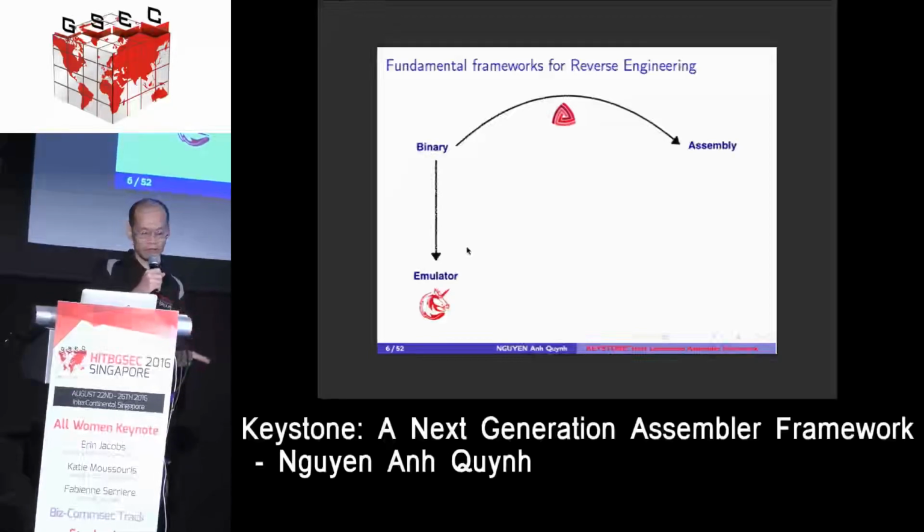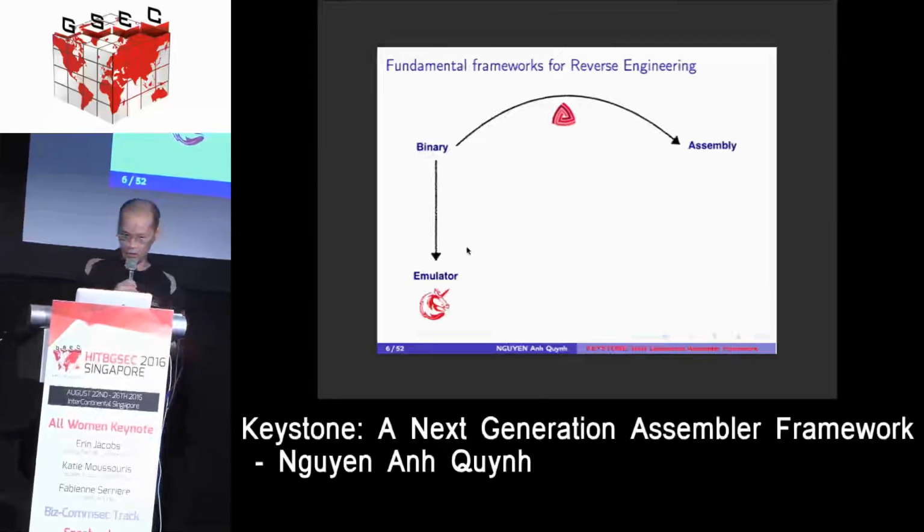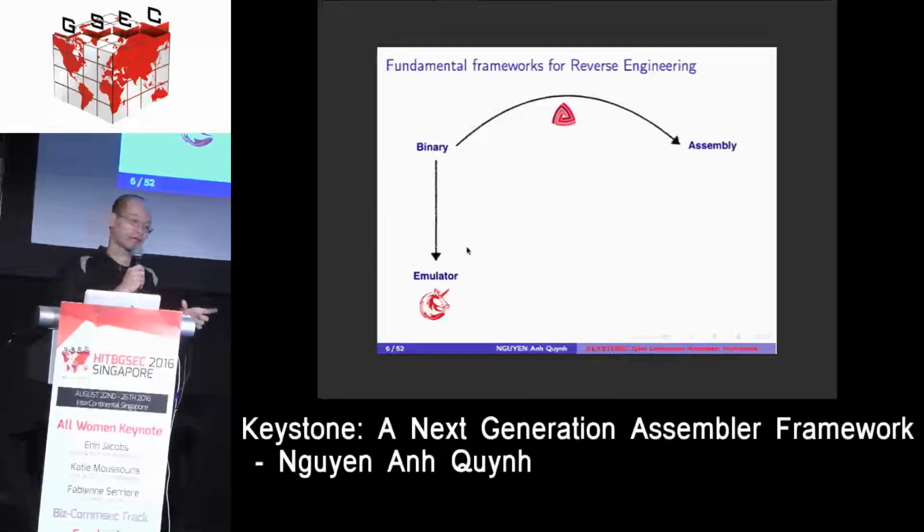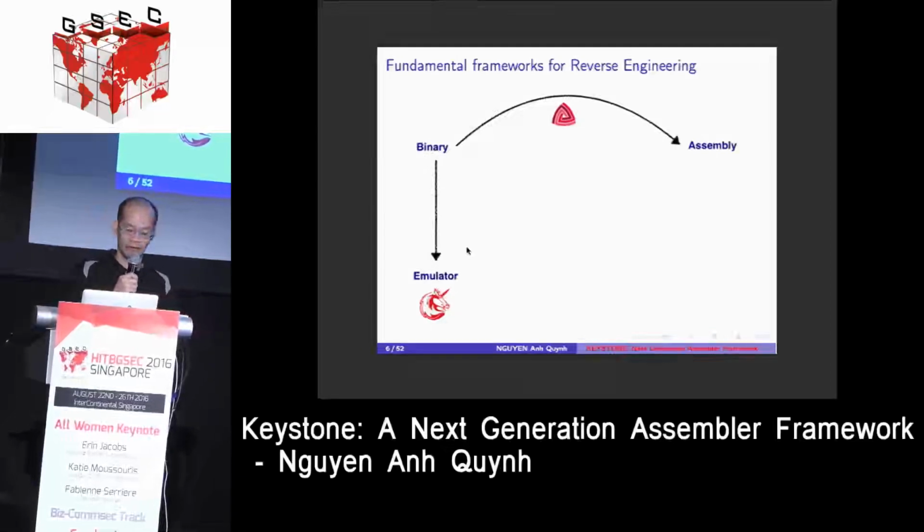Given a binary, you can use Capstone to reverse it into assembly, and after that you can do a lot of static analysis on top of the assembly. Or you can send the binary to the emulator, so you can really understand what the binary does. So Capstone is for static analysis, and the Unicorn emulator is for dynamic analysis.